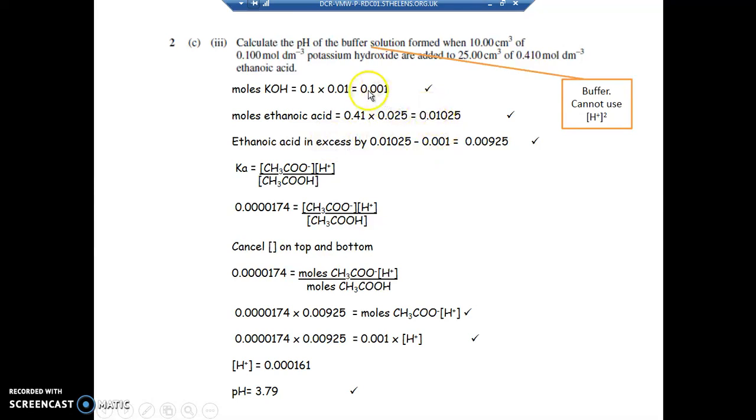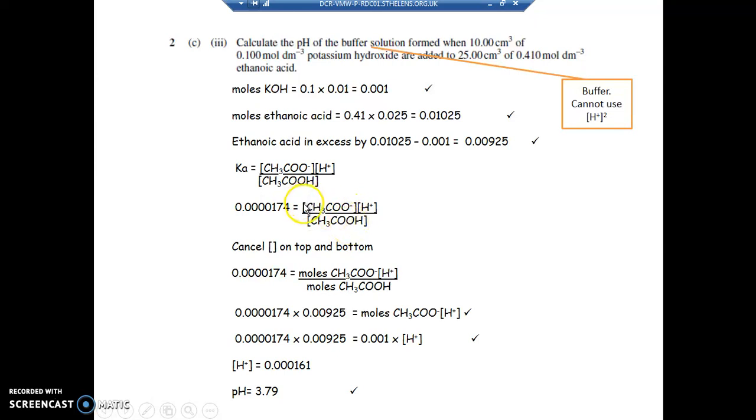I subtract the two numbers from each other, because the 0.001 moles of potassium hydroxide is going to react with 0.001 of ethanoic acid, but I've got more than I need. So I subtract the two to work out how much ethanoic acid I've got left over. I know for a weak acid that my acid dissociation constant is this. We've done this several times before, and I've been given it earlier on in the question. It equals 0.000174. Okay, this is where it changes.